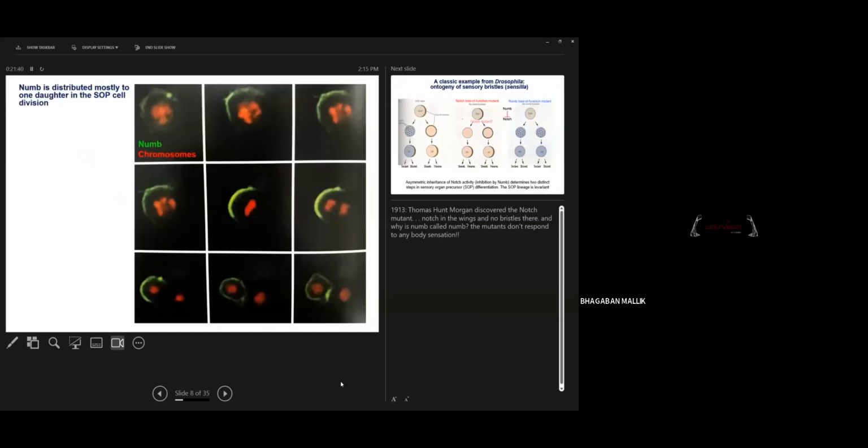So this is an SOP. When it divides into two cells, you can see that one cell contains NOM and the other cell doesn't have NOM. That means this cell will form non-neuronal cell types, and this cell will form glial cells and neuronal cells. Any doubt? Sorry, which cells have NOM?